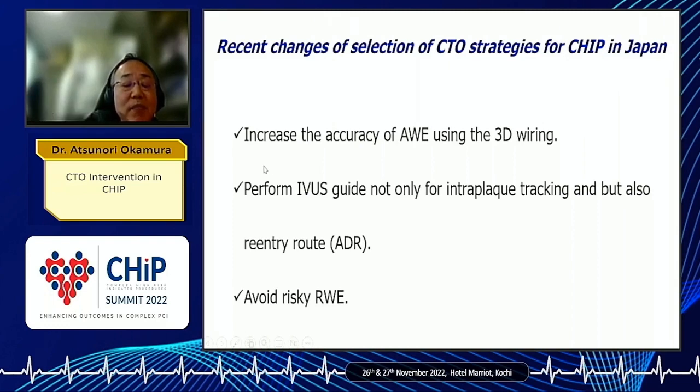In my hospital and around us, Japanese doctors increase the accuracy of antegrade guide wiring technique using 3D wiring. Japanese doctors also try to perform IVUS-guided wiring, not only for intraplaque tracking but also for re-entry using the tip detection method. And Japanese doctors tend to avoid the risky retrograde approach, especially for the CHIP patient.